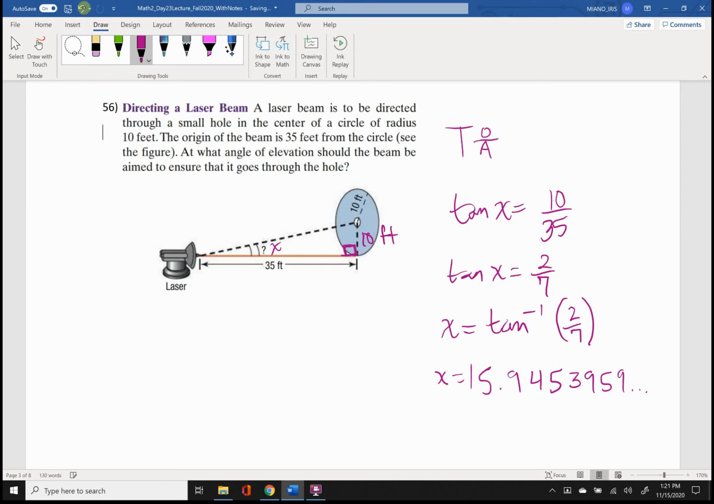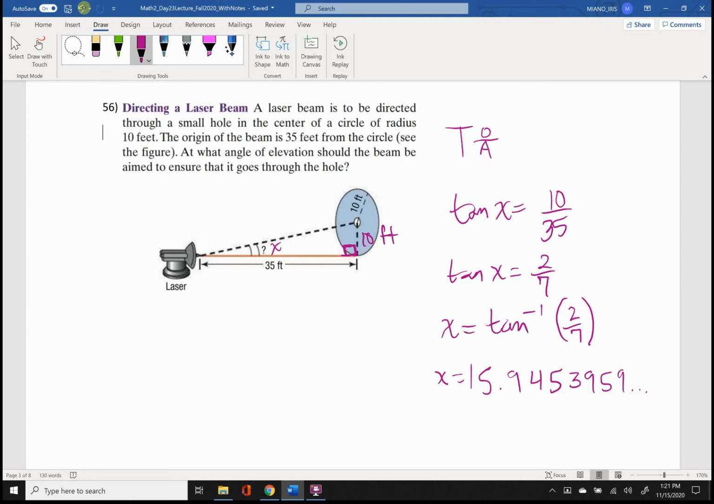So since x is a degree measurement, or an angle measurement, and happens to be in degrees, then I want to, hold on, yeah. So I want to, what's the word I'm looking for here? Oh, I wanted to introduce the convention associated with rounding degree measurements.